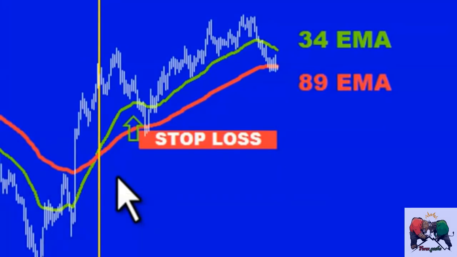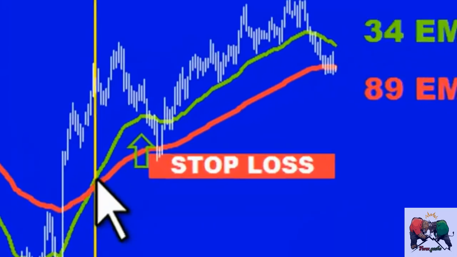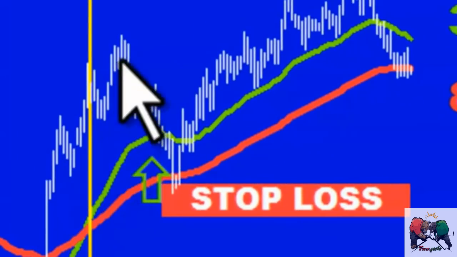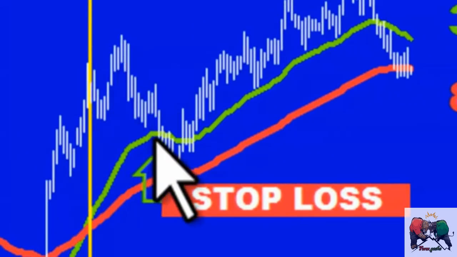Once the crossover occurred at this point, a buy order may be placed at this point off the 34 EMA, and a stop may be placed just below the 89 EMA. In this case, the trader may have been stopped out as the bar closed below the 89 EMA.